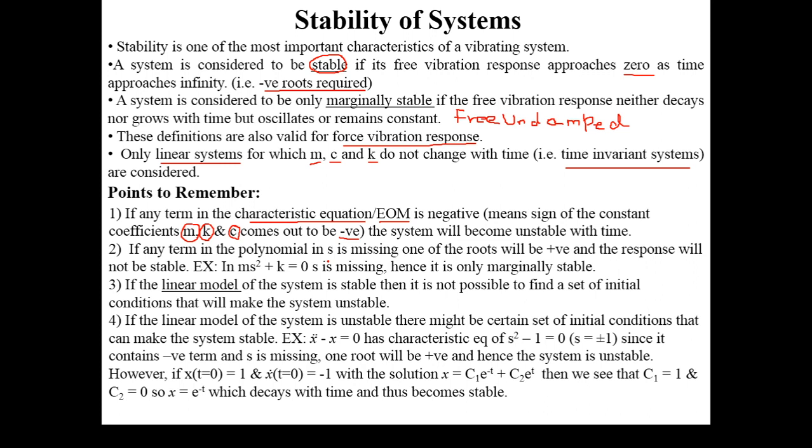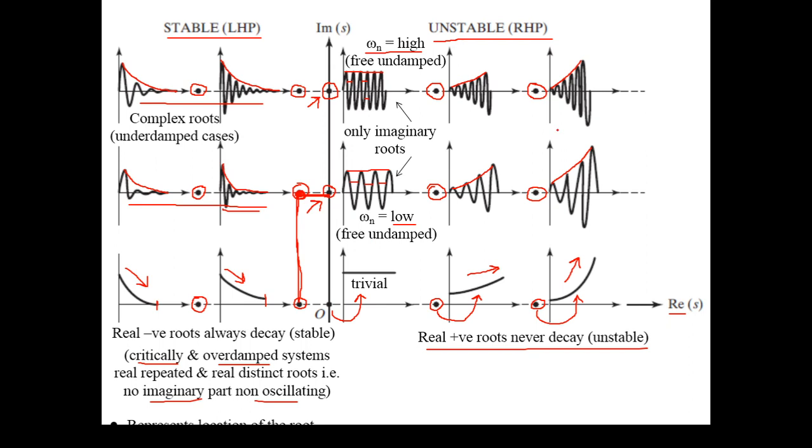Secondly, if any term in the polynomial in s is missing, one of the roots will be positive and the response will not be stable. As you all know, the characteristic equation will be a quadratic equation, a polynomial in s squared plus s plus some constant equals 0. So if any term in s is missing in this polynomial, then your system will have a positive root, and a positive root means instability.